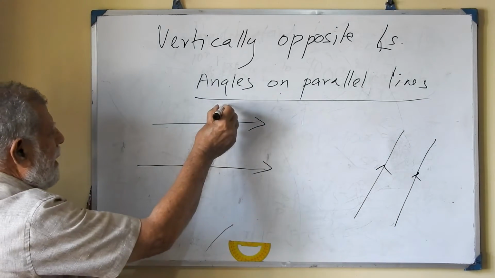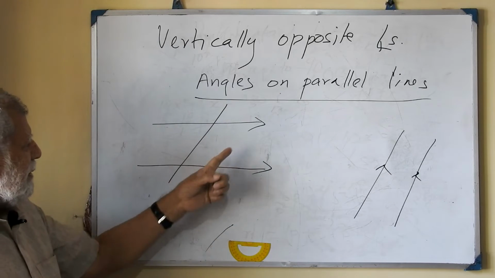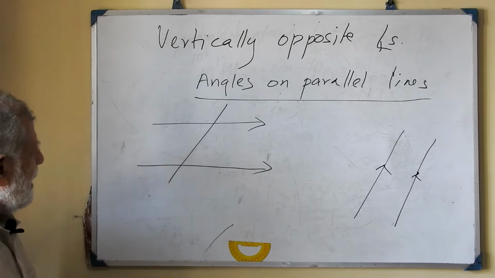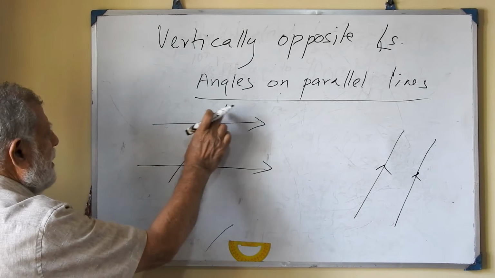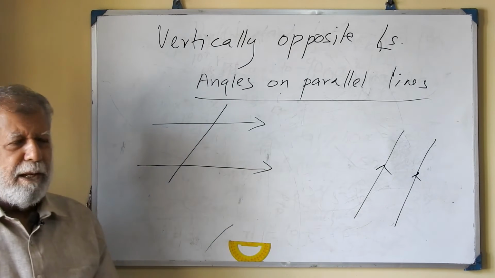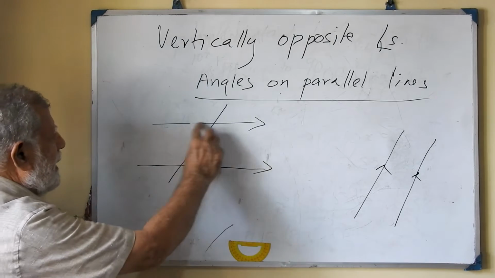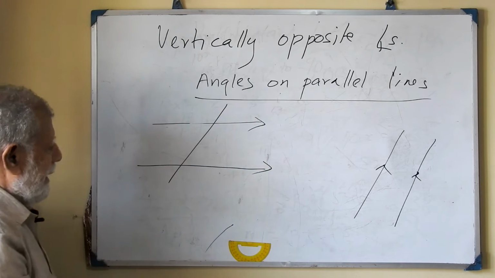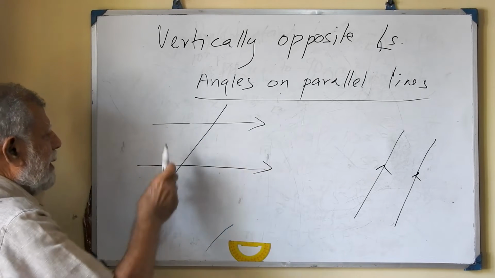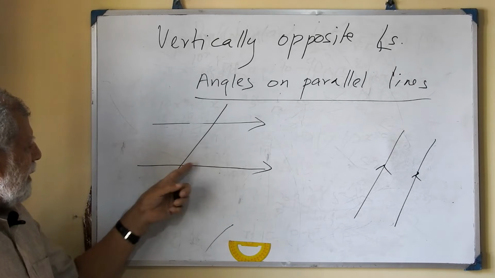Now I have a line cutting the parallel lines like this. This is called the transversal. These parallel lines are cut by this transversal. And now can you see there are eight angles: 1, 2, 3, 4, 5, 6, 7, 8. There are eight angles here. And you can easily notice that these are straight lines, so these are adjacent angles on a straight line. Same way here, straight line, adjacent angles on a straight line. So they add up to 180 degrees. Here also, straight line adding up to 180 degrees.